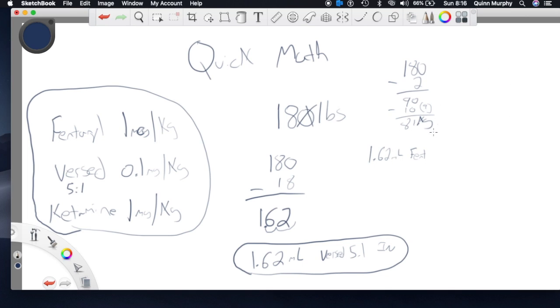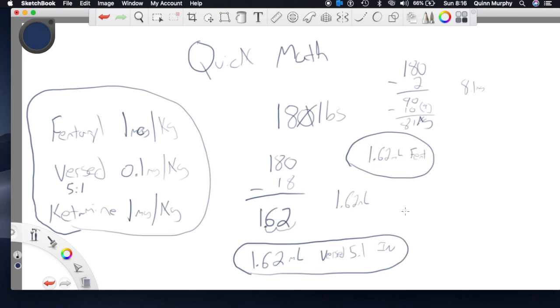I need to give them 8.1 milligrams of Versed. That's going to be 1.62 mLs of Versed, 5-to-1. So that is how that works. Now, ketamine. Same thing with ketamine. For pain, it would be 1.62 mLs.